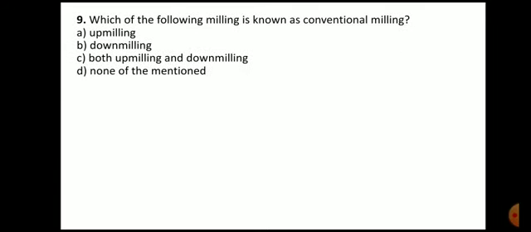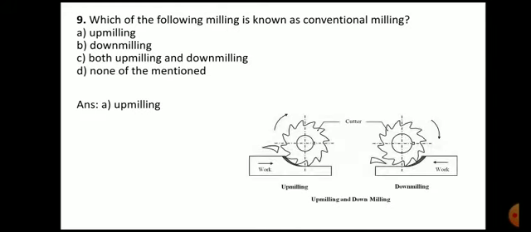Next question, which of the following milling is known as conventional milling? The answer is upmilling. So upmilling is known as conventional milling. Here you can see upmilling and downmilling, and upmilling is known as conventional milling, where the motion of the cutter and the motion of your workpiece is opposite in direction.